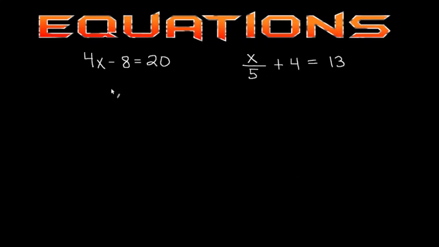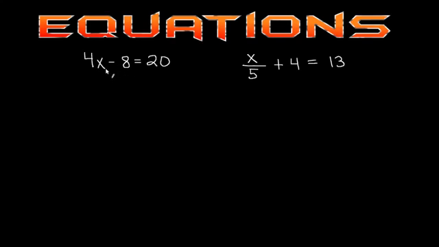So let's go ahead and take a look at our first equation here. We have our first expression on the left of 4x subtracting 8, and then on the right side of our equal sign is 20. Over here we have x over 5, or x divided by 5, plus 4. That's our first expression here on the left. And then on the right, we have an expression of 13. So let's go ahead and work with this equation first.